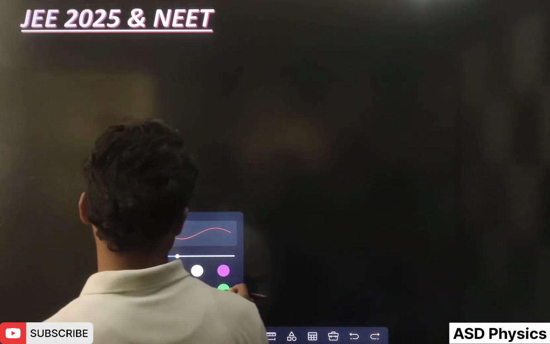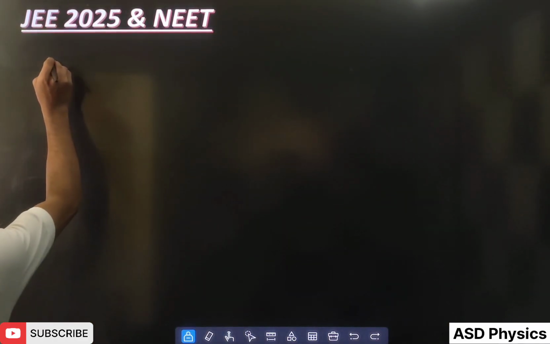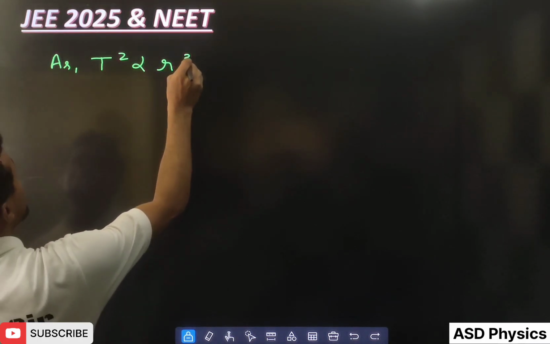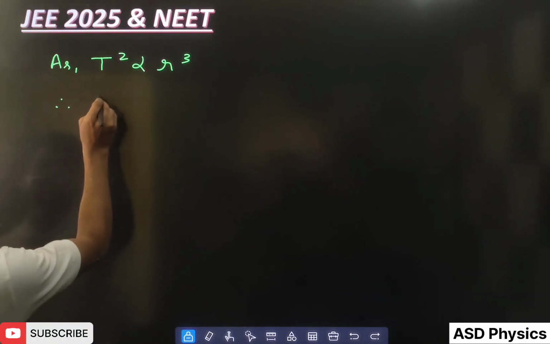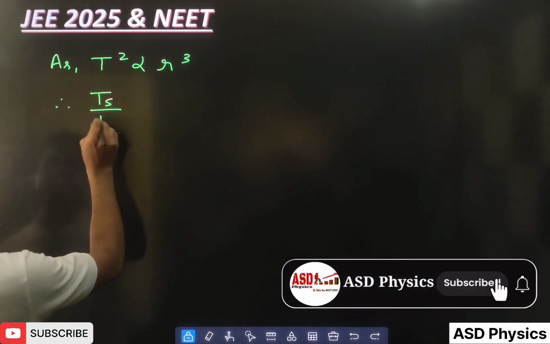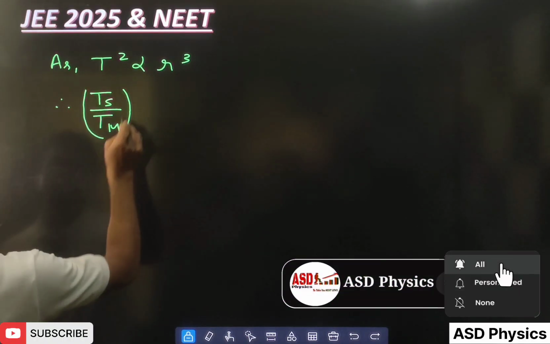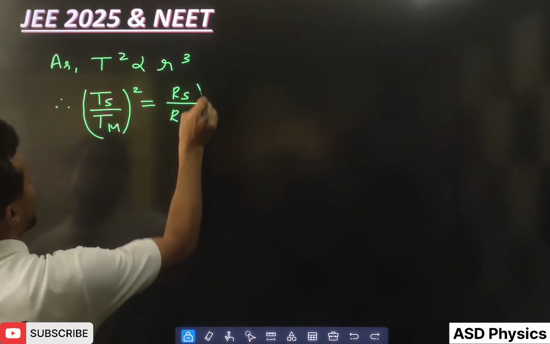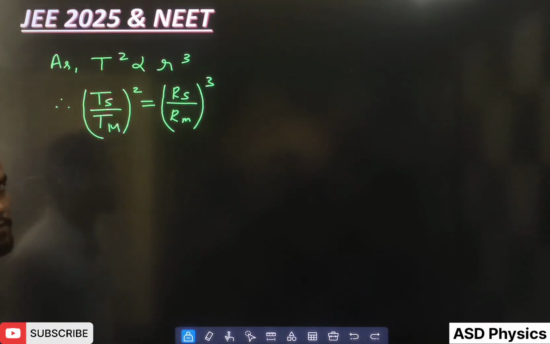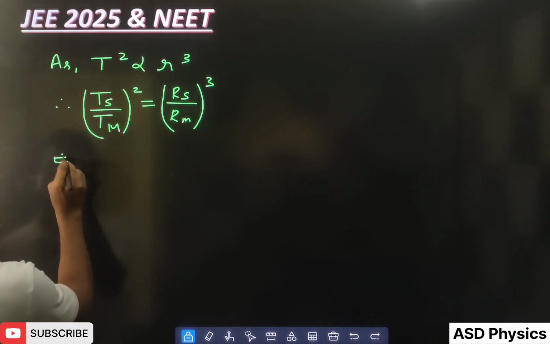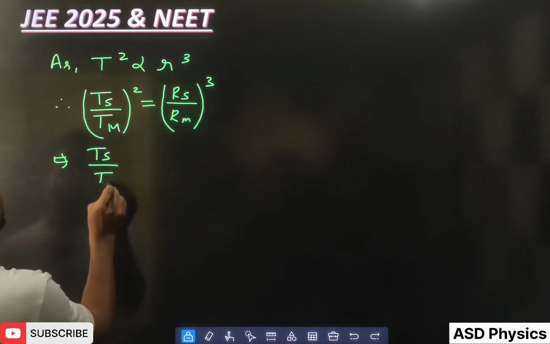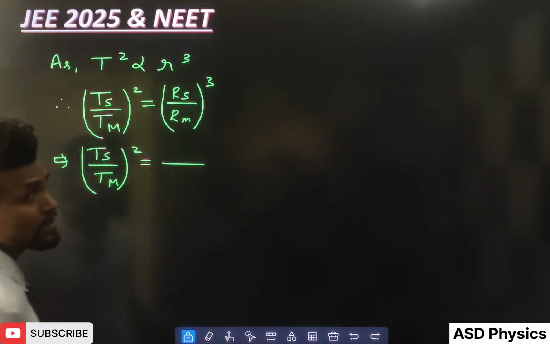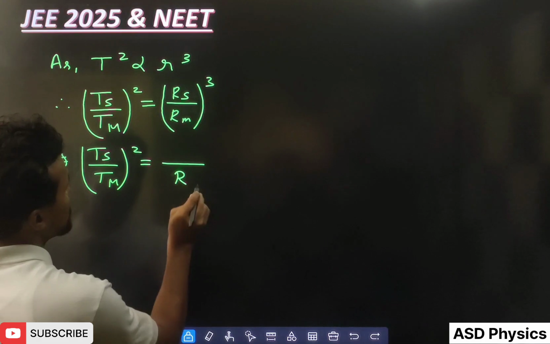So if we go to the next page, what can I write here? As we know, T square is directly proportional to R cube for the circular orbit. Hence, if I write here, (T satellite by T Moon) whole square is equal to (R satellite by R Moon) cube. Very simple. After that, what can we write here? Kindly see here, Ts by Tm whole square is equal to R moon, what is given here? If R moon is R, is it?